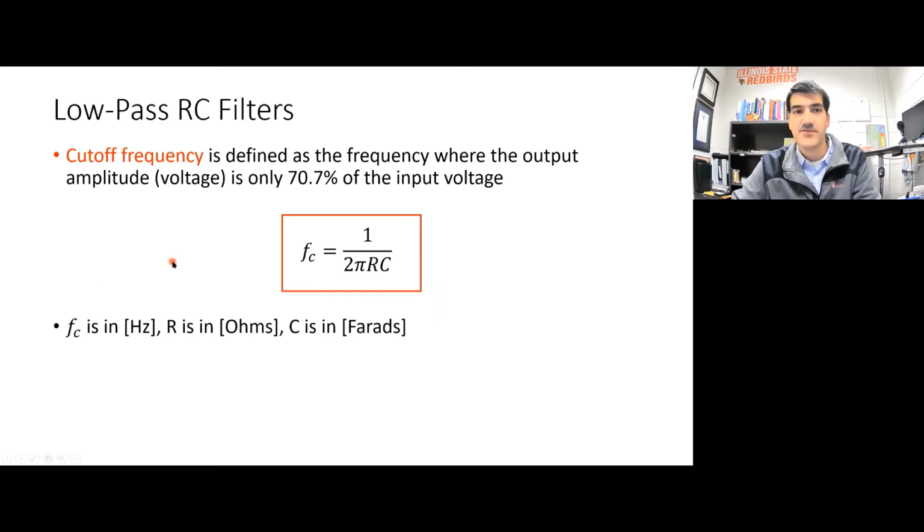And the equation for cutoff frequency is pretty straightforward. For any RC filter, this is the cutoff frequency. So the cutoff frequency is equal to 1 divided by 2 pi RC, where R is resistance in ohms, and C is capacitance in farads. So for a 100 microfarad capacitor, you'd put 100 times 10 to the minus 6 farads. Or if you're putting it into your calculator, 100 e negative 6. That's 100 times 10 to the minus 6. And the cutoff frequency is measured in hertz because it's a frequency.